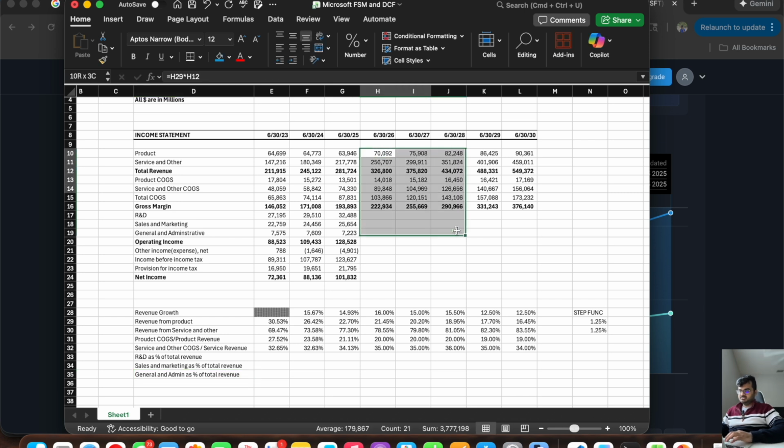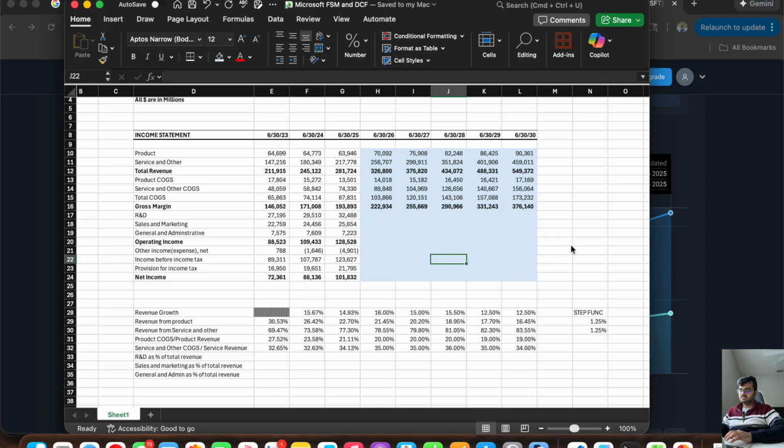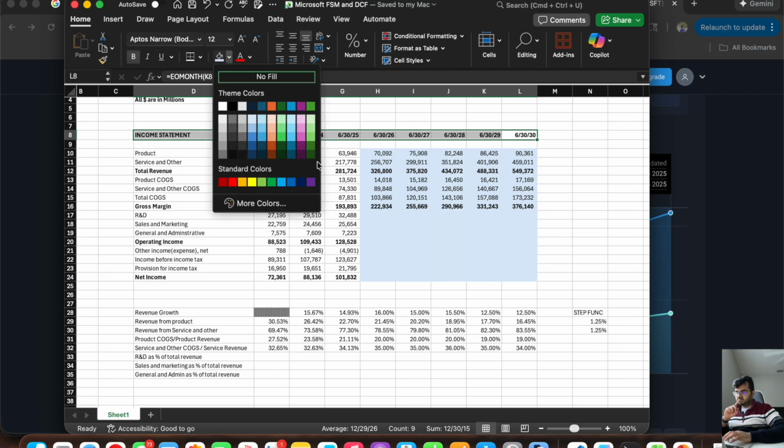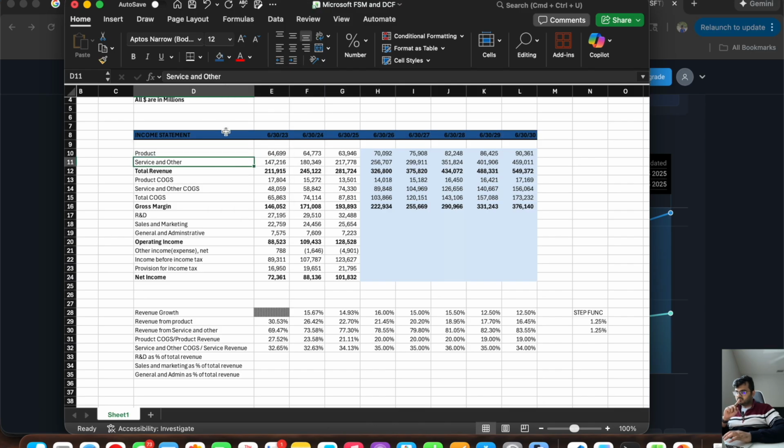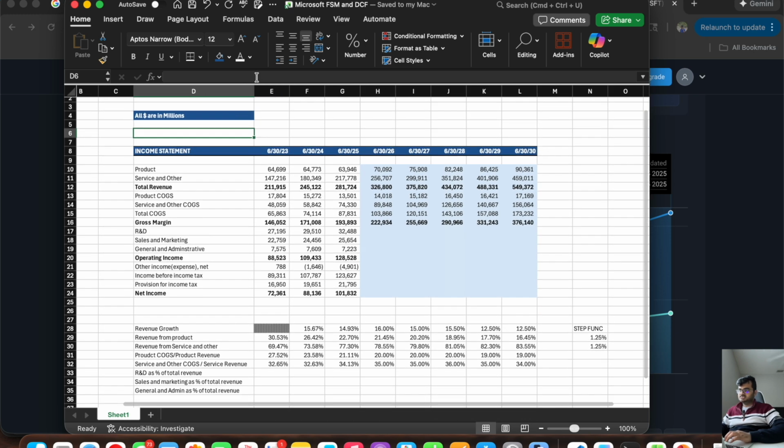Maybe before that I'll just do some color coding so that, as a general practice, we know what is estimated and what is historical. So let me do this one in blue, and I'll change the font as well. Okay, this one let it be in white so that it's not looking so generic.